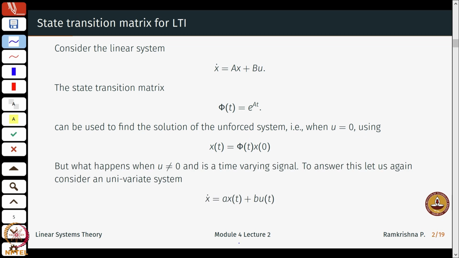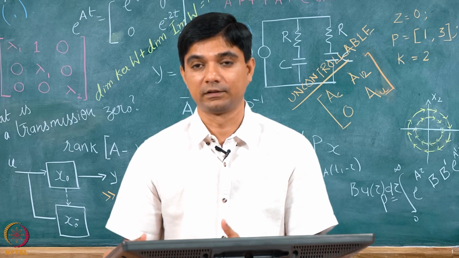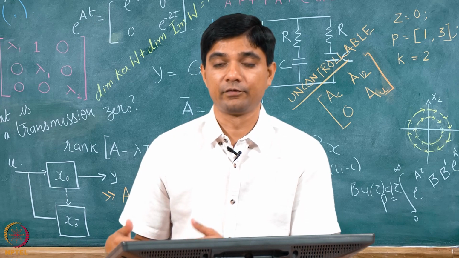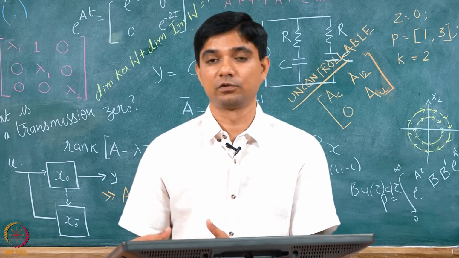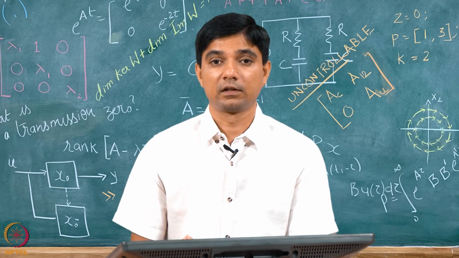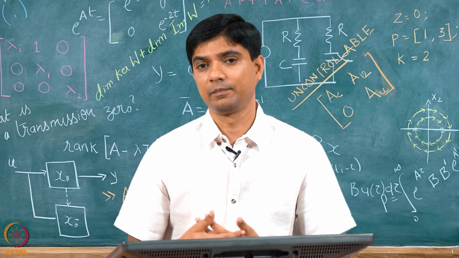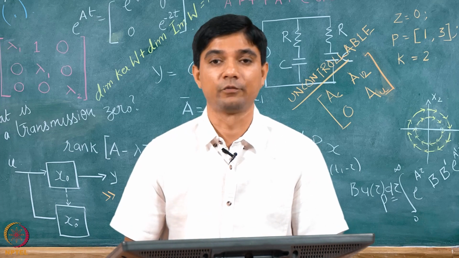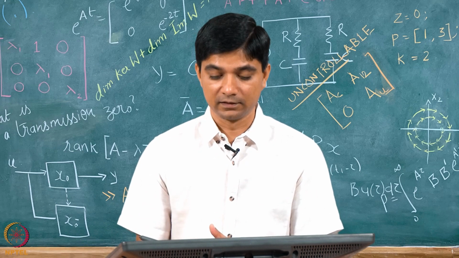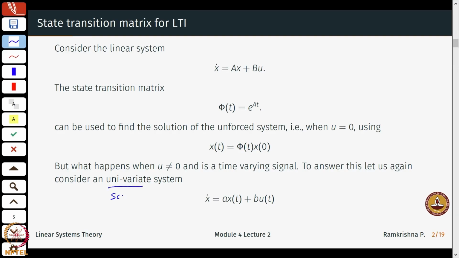Okay. So this gets us to the next set of questions that we should answer, which will be very instrumental in deriving future results in this course on controllability and observability and related concepts. So what happens when u is not equal to 0? It may not necessarily be a constant, but can also be time varying. As usual, just to make things a little easier, we will start with a univariate, also called a scalar system.